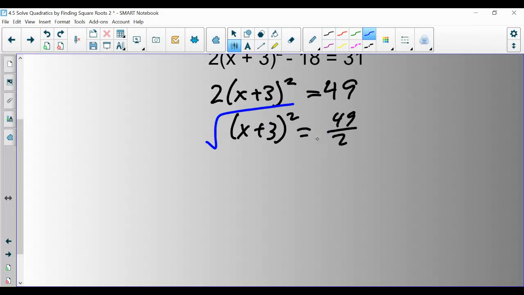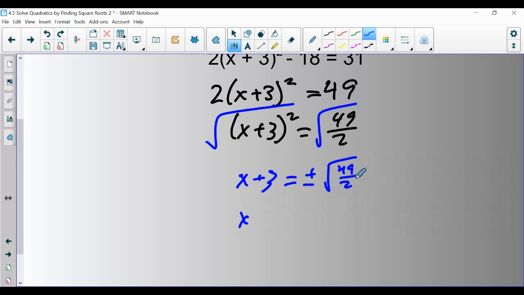Step 2 said to take the square root of both sides. Remembering that taking the square root of both sides creates a plus or minus. I'm going to go ahead and start working on simplifying this. So that would be x plus 3 is equal to plus or minus the square root of 49 over the square root of 2. And then I know that the square root of 49 is 7.